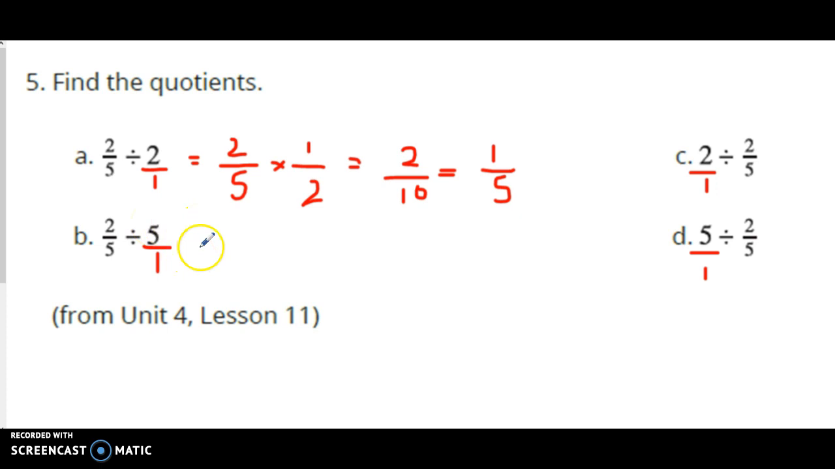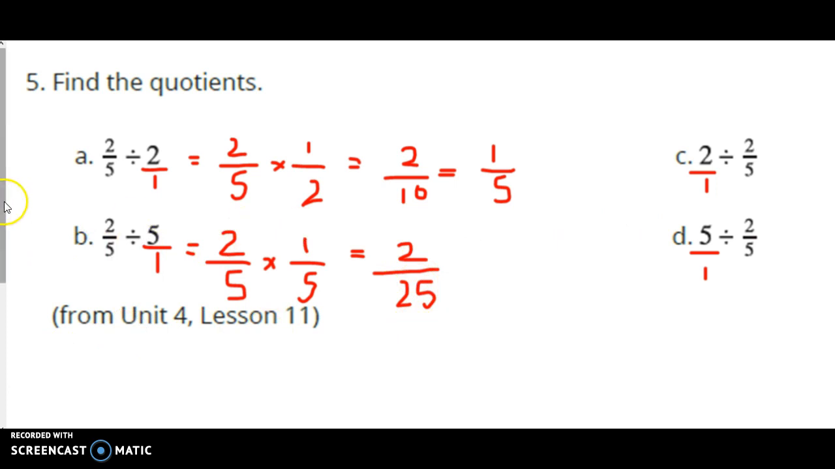Okay, let's review B. 2/5 divided by 5 over 1. Keep 2/5. Change. Flip 1 over 5 equals 2 times 1 is 2. 5 times 5 is 25. I cannot simplify this, so my answer is 2/25.